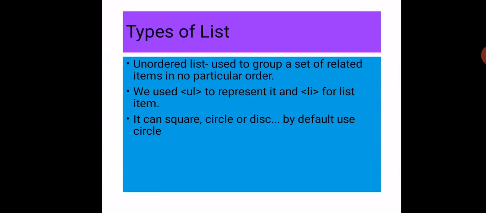For an unordered list, we use the UL tag to represent it and the LI tag is used to represent a list item. An unordered list is used to group a set of related items not in a particular order, not in a particular sequence. Its type can be square, circle or disc. By default, its type is circle.